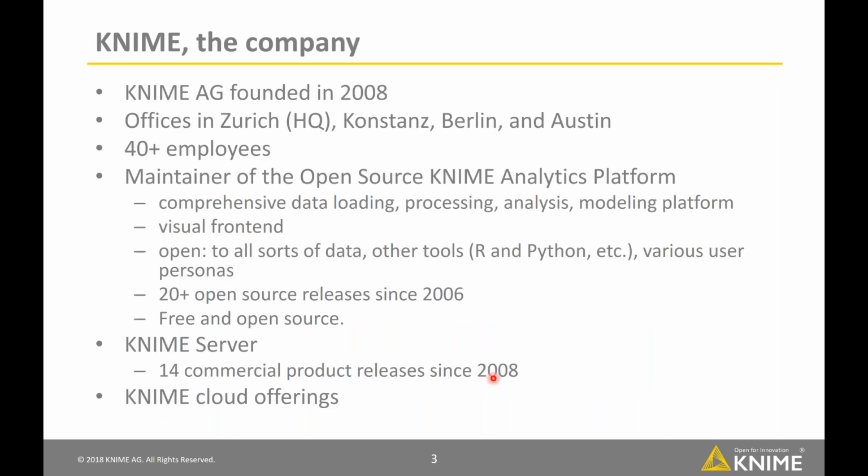So let me tell you a little bit about Knime. It is an open source tool, the analytics platform, that is supported by a company. The company was founded in 2008. We have offices in Zurich, which is where I'm based, Konstanz in Germany, Berlin in Germany, and then Austin in the US. At this point, we're about 40 plus employees and we're growing fairly quickly. The main thing that we do is maintain the open source platform. So the majority of those people are working on open source code and the software that you perhaps have used already. Knime is released twice a year.